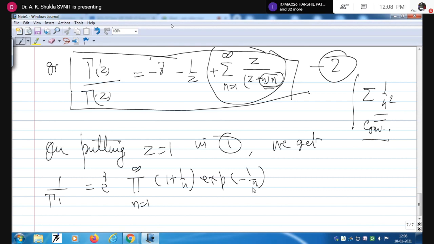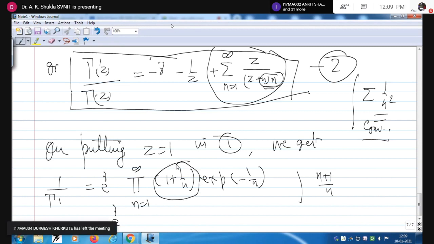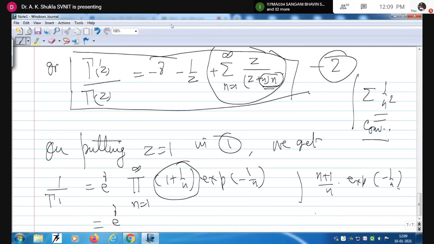So this can be written as the value of this. If you see, here you will get the product of n plus 1 upon n. So this one can be written as n plus 1 divided by n, and this is your exponential of minus 1 upon n.